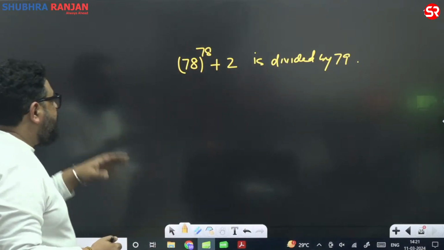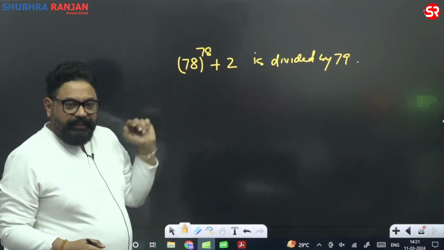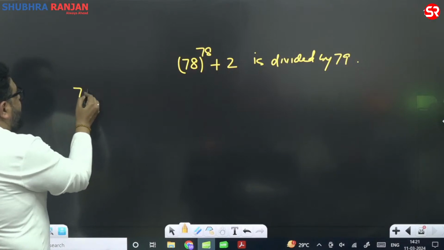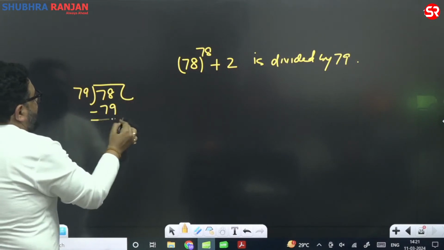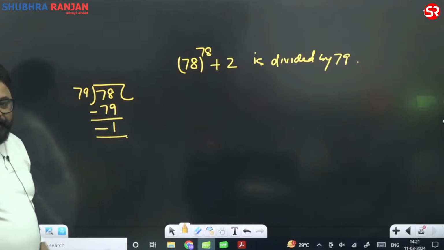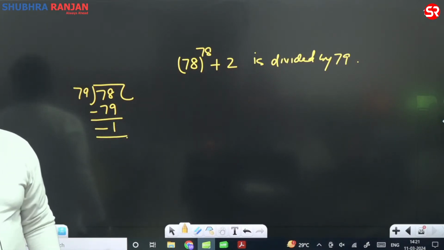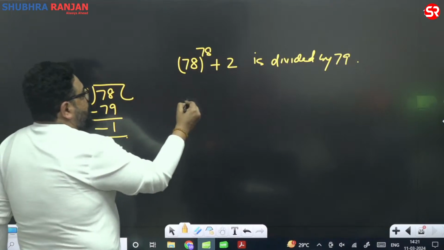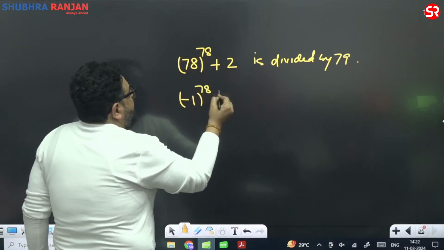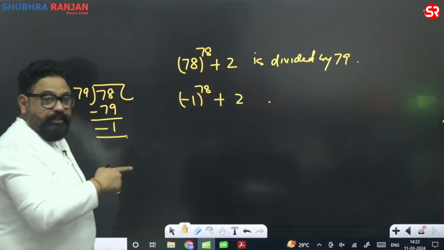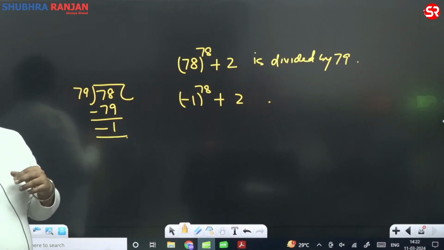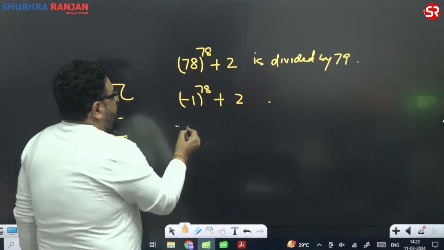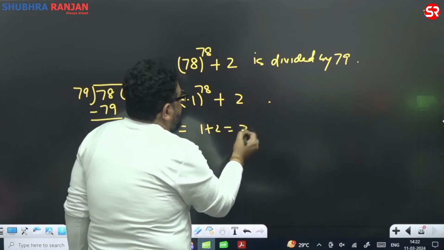See, when 78 is divided by 79, देखना इधर, right? 78 is divided by 79. Minus 1 is the remainder. The trick. Alright, so it is basically minus 1 raised to the power 78 plus 2, and minus 1 to the power even is 1. It is 1 plus 2, remainder is 3. Look.